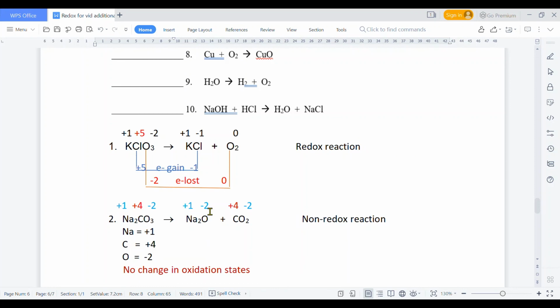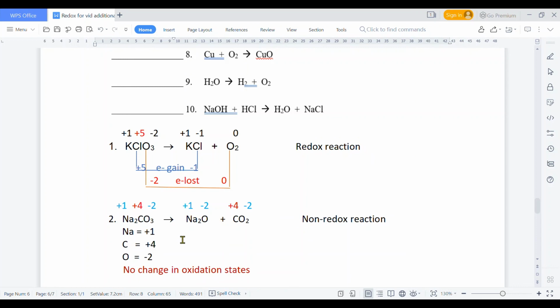And oxygen is -2 and sodium is +1. +1 times 2 is +2, and this is -2, 0. This is -2 oxygen, -2 times 2 is -4. So carbon would be +4 to balance the negative -4.